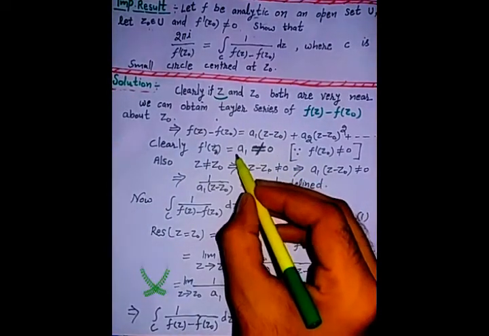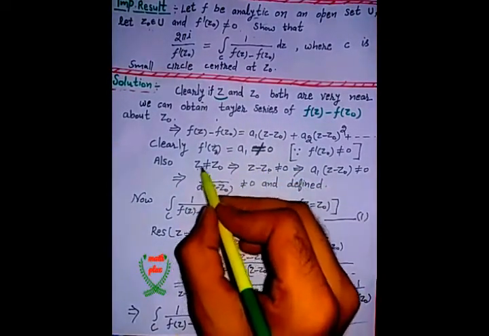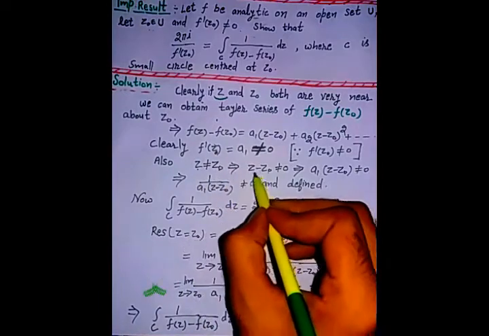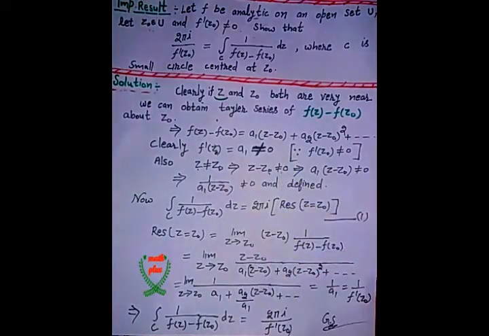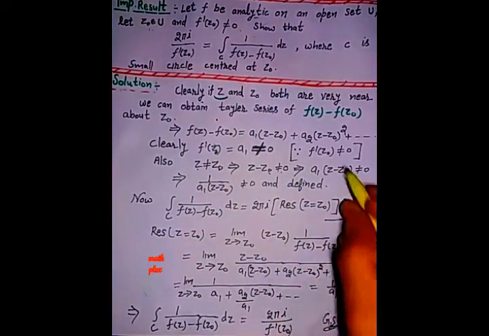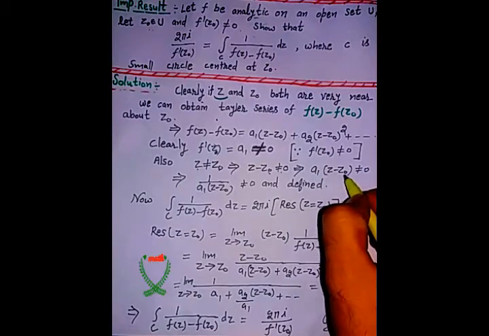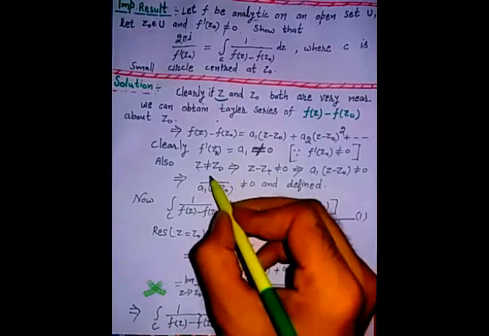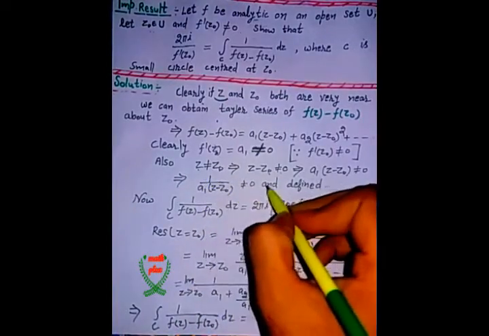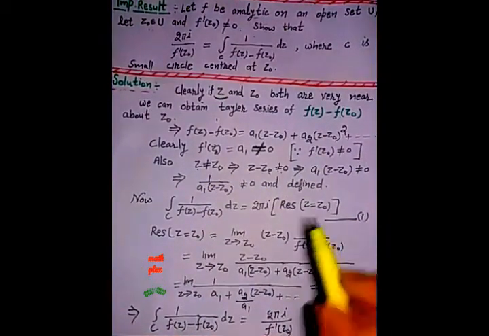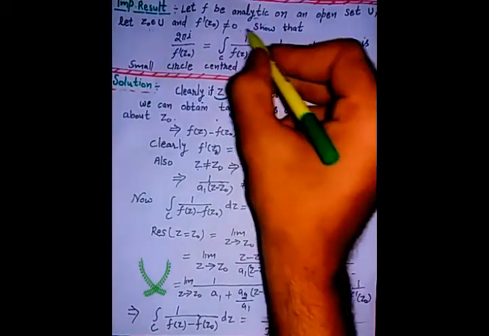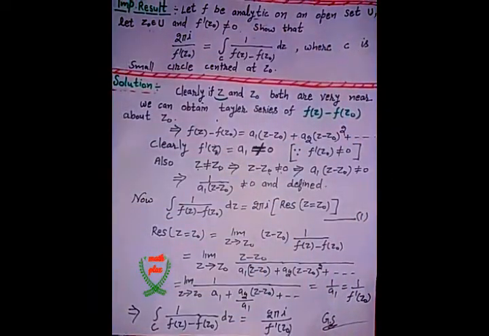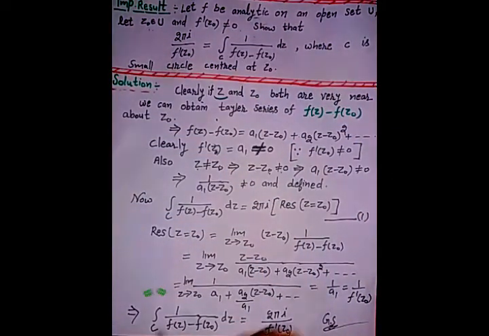As a1 is non-zero, and also z not equal to z0, so z minus z0 is not equal to 0. Therefore the product of a1 and z minus z0 is also non-zero. Therefore its reciprocal, that is 1 over a1 (z minus z0), is well defined and non-zero. Now we have to find the answer of this integral. So what is the answer?